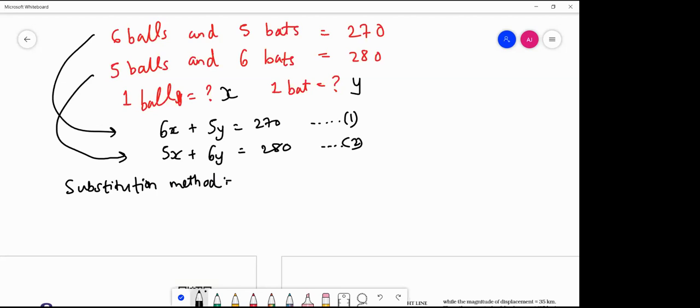So in the substitution method, what we need to do is take any of the equations and find the value of one variable in terms of another variable. Then the second step is to substitute that value in the second equation and we will get the answer. Okay, let me check in NCERT which type of equations are there.